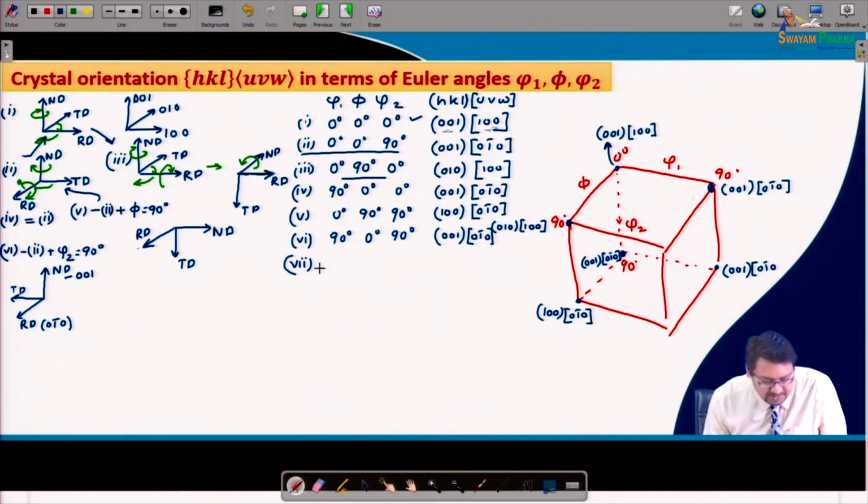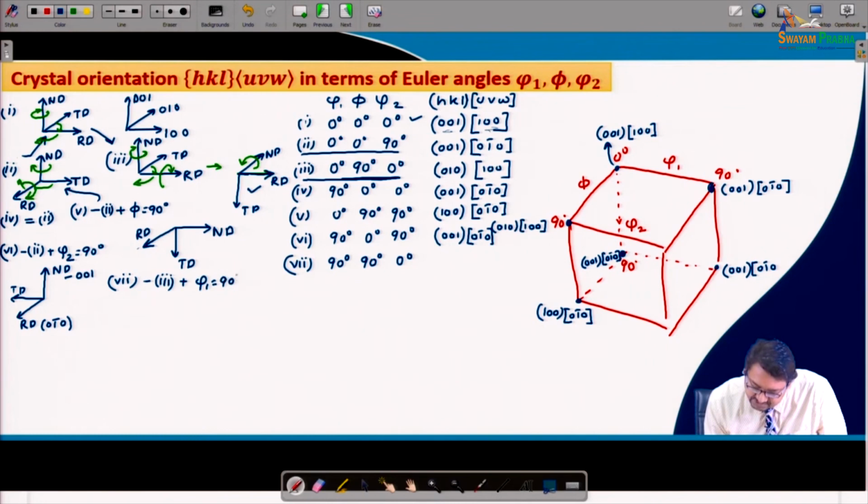So, the seventh situation could be, you see, 90 degrees along phi 1, 90 degrees along phi and 0 degree along phi 2. So, you see the seventh situation could be taken as the situation that we have already done, that is a rotation along phi in the third condition. And so, if we take this particular situation, that is the 3, and plus if we do a phi 1 equal to 90 degree along ND again.